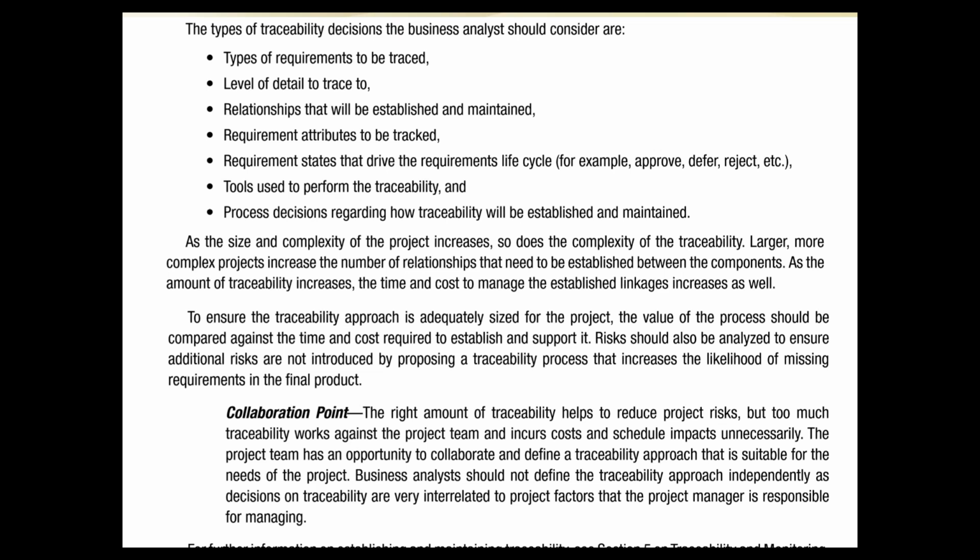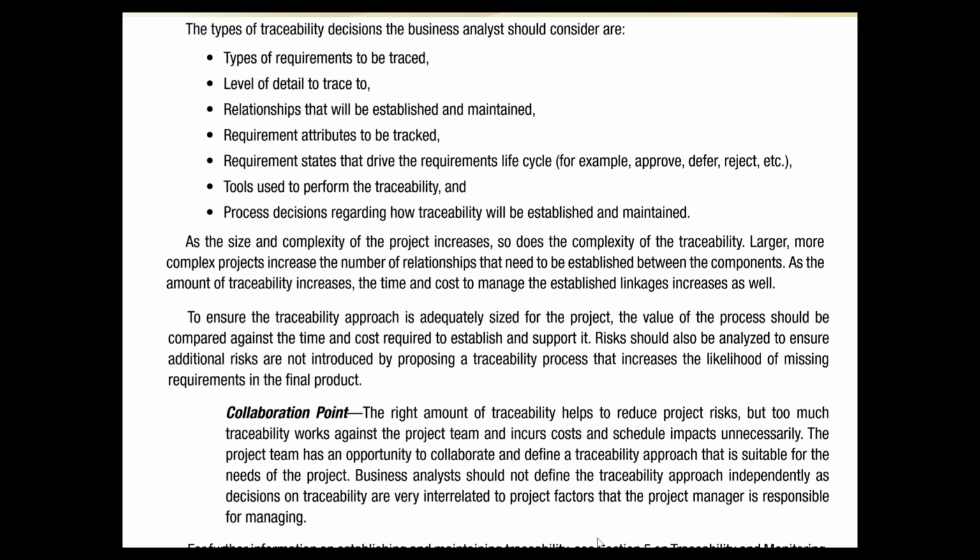The project team has an opportunity to collaborate and define a traceability approach that is suitable for the needs of the project. Business analysts should not define the traceability approach independently, as decisions on traceability are very interrelated to project factors that the project manager is responsible for managing. So we can say that traceability should remain the subject of the project team, but business analysts must collaborate. Business analysts should not do it alone. That is the point.